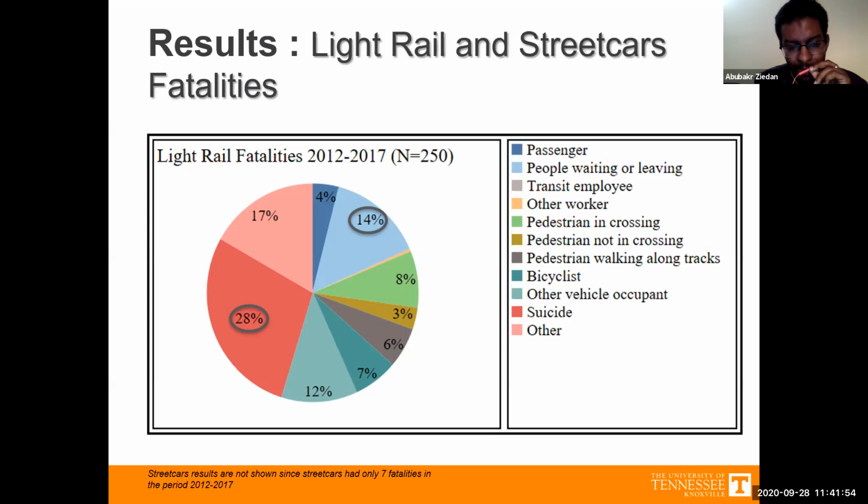Another thing to mention here, we compared the collision rate between light rail and streetcar, and we found that the streetcar has a higher rate of collisions, but a lower rate of fatalities. The reason we think is probably the lower speed of streetcars, which will result in lower severity if any crashes occur.